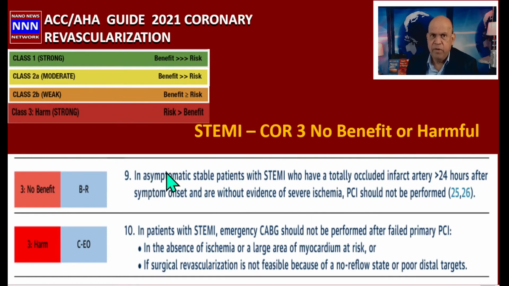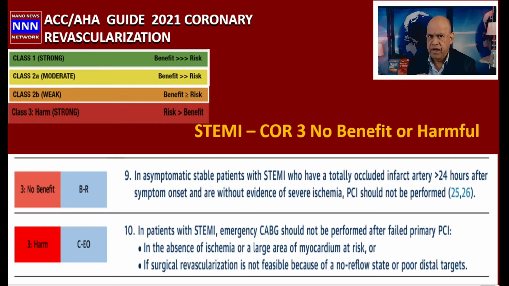In asymptomatic stable patient with a STEMI who has a totally occluded artery greater than 24 hours after the symptom onset. So the patient comes to you 24 hours after an MI, maybe he's transferred from a different hospital. You do a cardiac catheterization, you got a total occlusion, CTO of the artery, then they say PCI should not be performed as an urgent procedure.